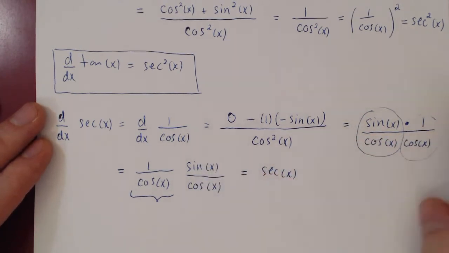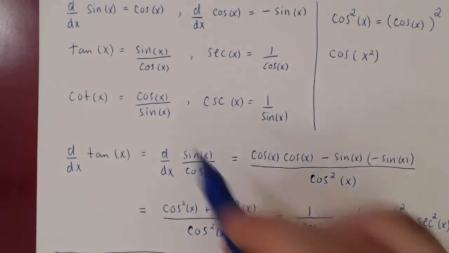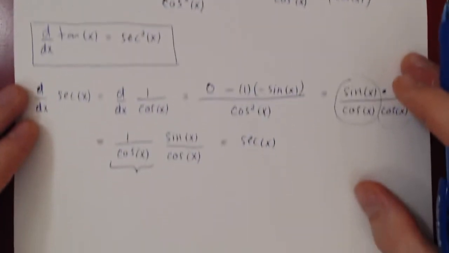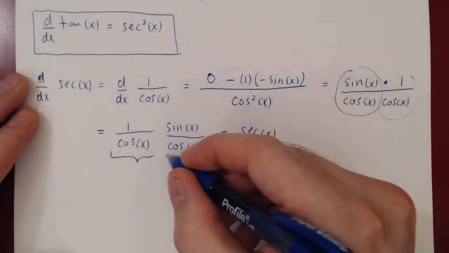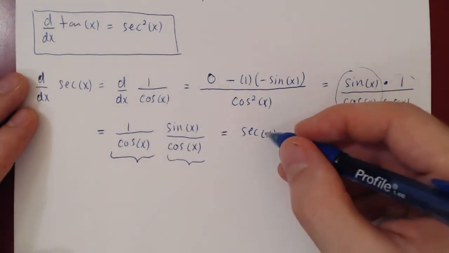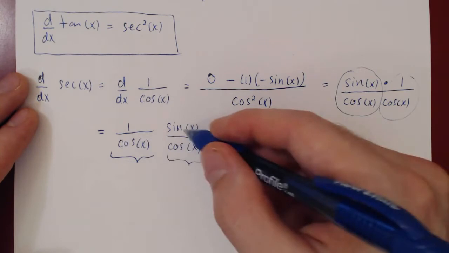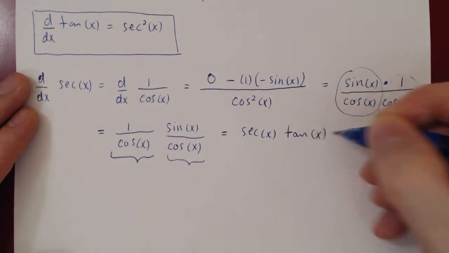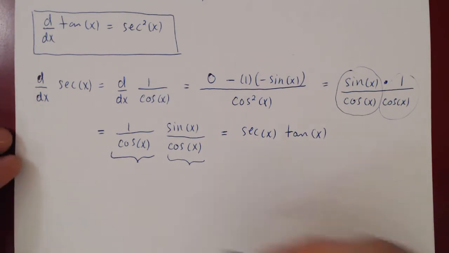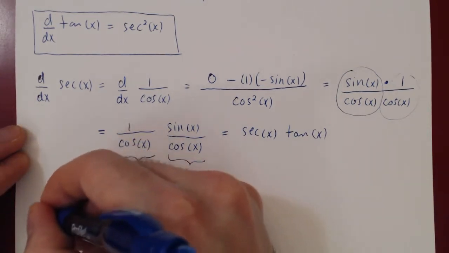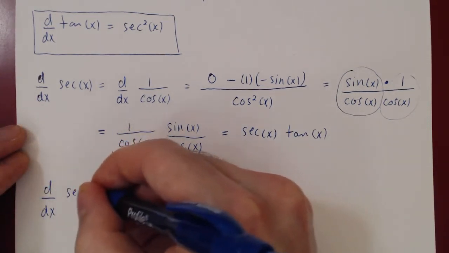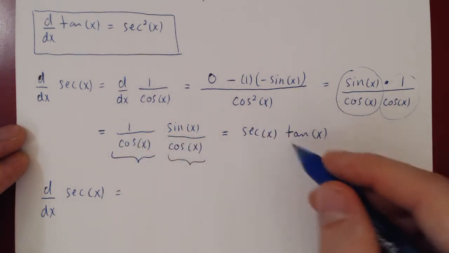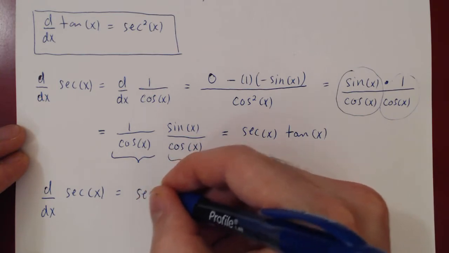And sine of x over cos of x, if you remember, is tangent of x. So all we have is secant of x times tangent of x. And that is the derivative of secant of x. The derivative of secant of x is the function itself times tangent of x.